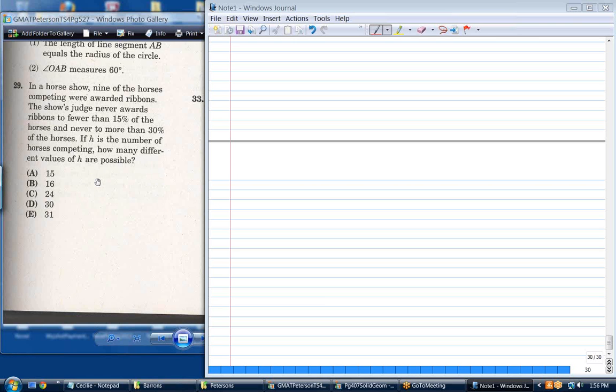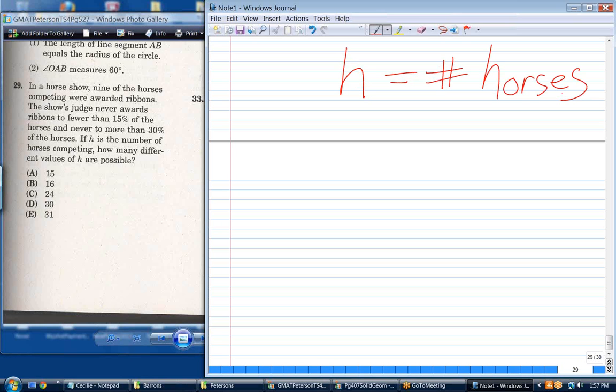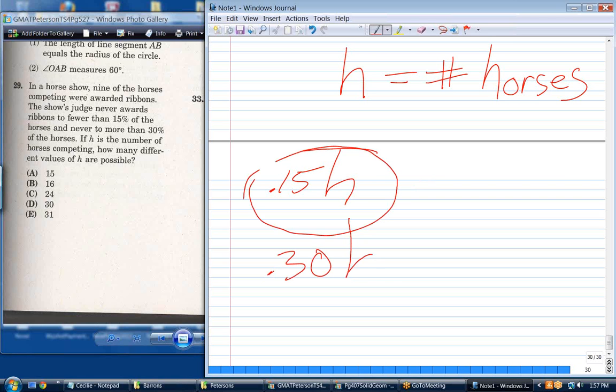Okay, this wasn't as hard as I had thought it was. Well, I mean, you start with 100%, right? Let's figure out what H could be. He only awarded 9 ribbons. So if we solve this as we would a typical algebra word problem, and we let H equal the number of horses, then what can we say? We can say 15% of H is the low end of our spectrum, and 30% of H is the high end.